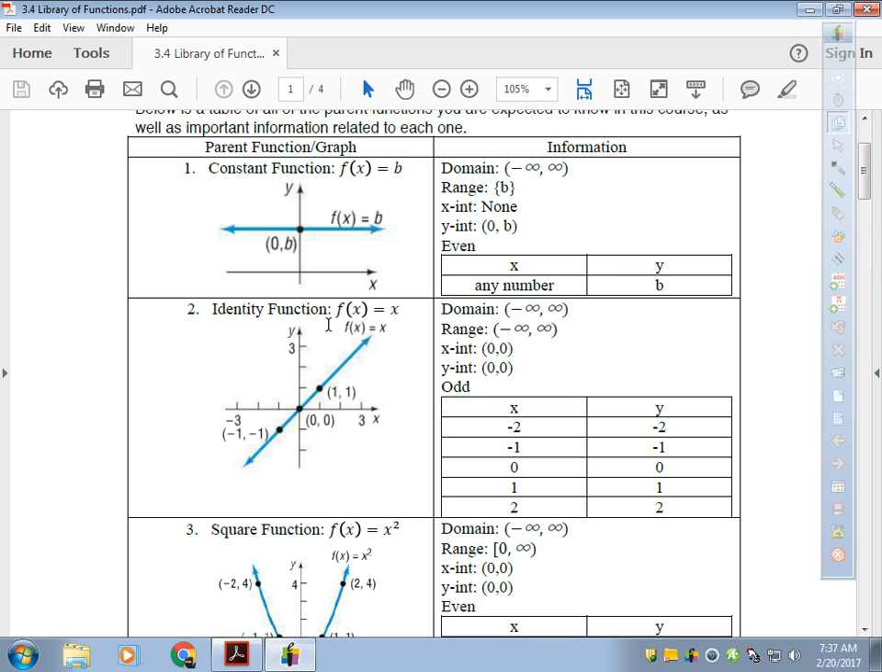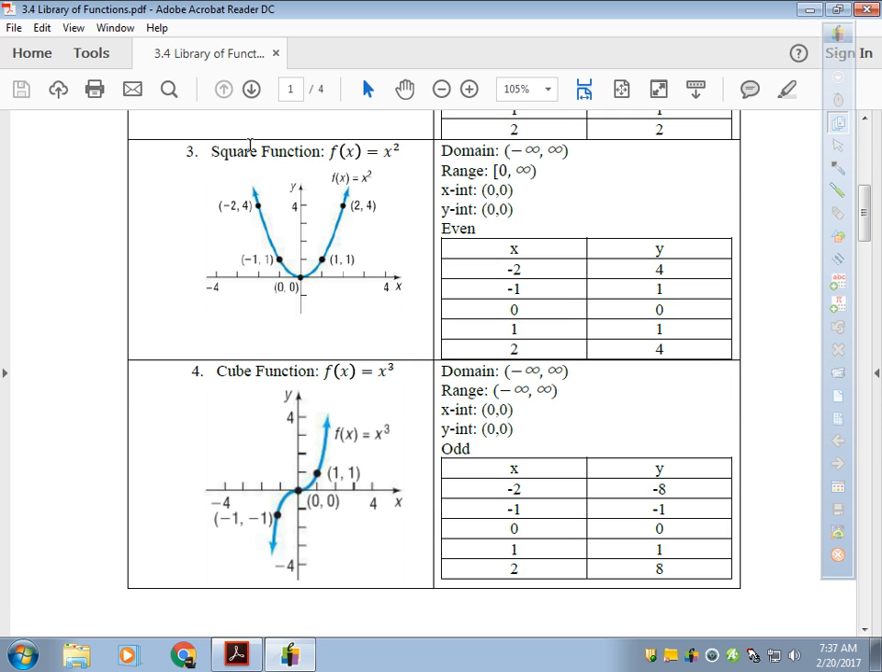Our second function that we're looking at is the identity function, f of x equals x, or y equals x. This is a diagonal line here that has a slope of 1 and a y-intercept of 0. The domain is negative infinity to infinity, and the range is also negative infinity to infinity. The x-intercept and y-intercept are both 0, 0 here at the origin. It is an odd function because it does have origin symmetry. And here's a table of values of points. So when x is negative 2, y is negative 2. Negative 1, negative 1, 0, 0, 1, 1, and 2, 2.